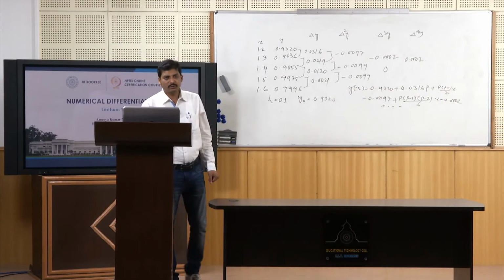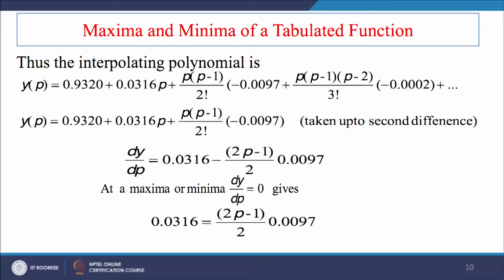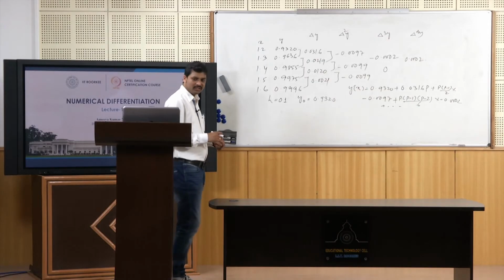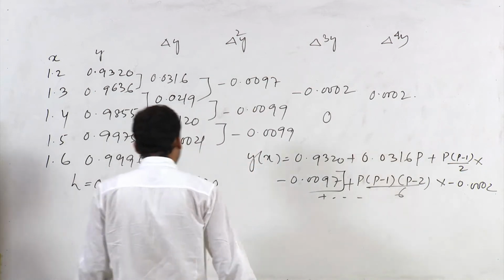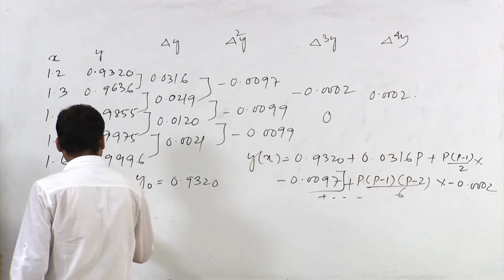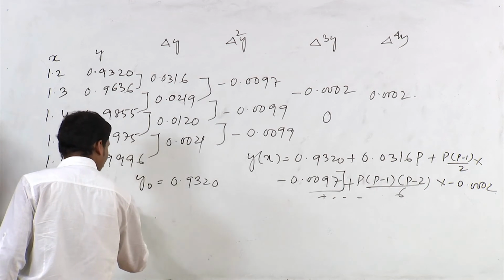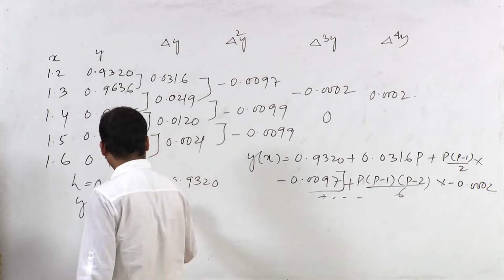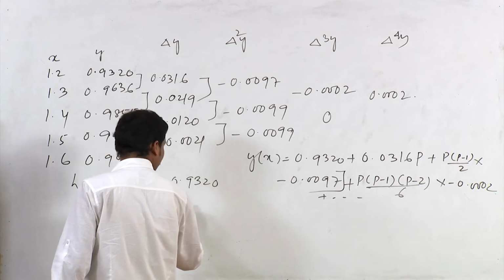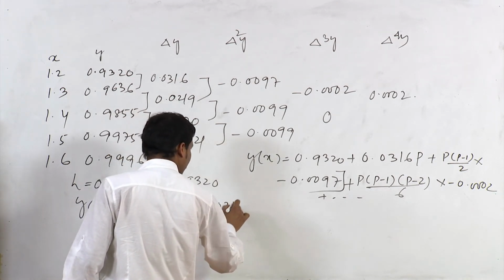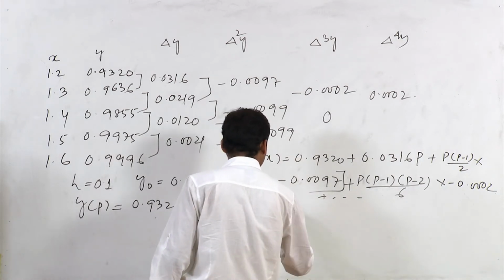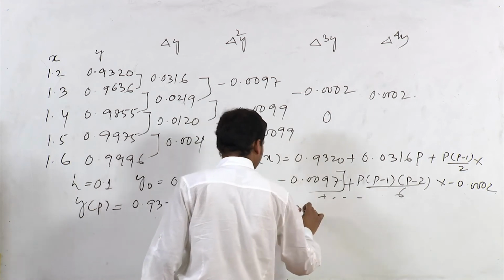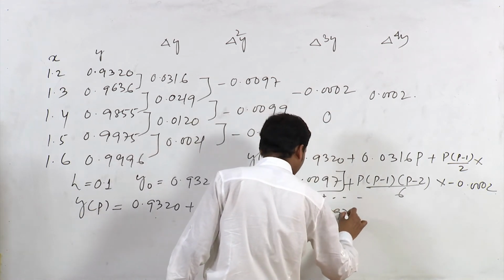Since the question is asked to take the terms up to the second differences, we can consider the terms up to this one only, and then we can write y of p up to second differences as 0.9320 plus 0.0316 p plus p square minus p by 2, since this sign can come as minus here, into 0.0097.